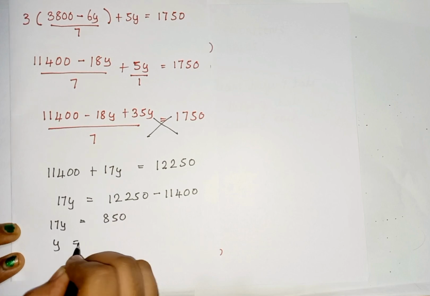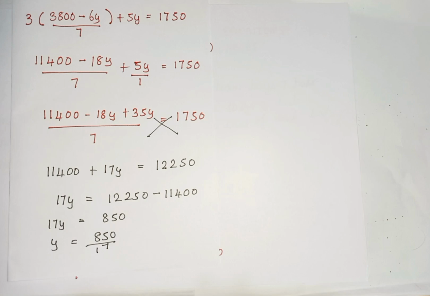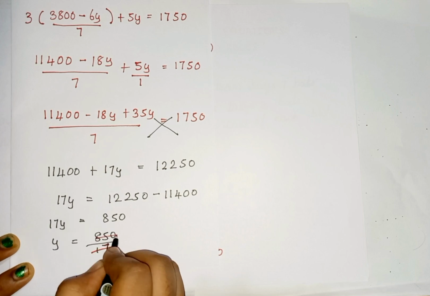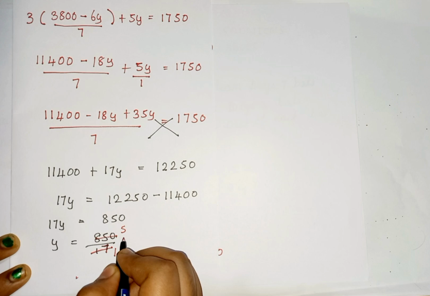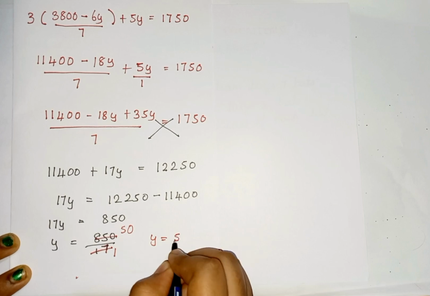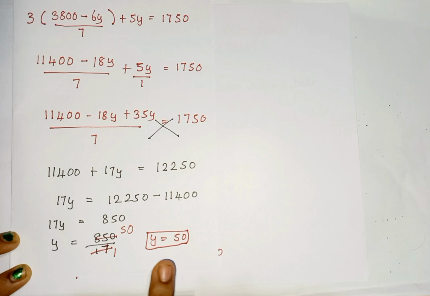So y is equal to 850 divided by 17. We get 850 in the 17 table, isn't it? So once again we can cancel: 1 17 is 17, and 17 5s are 85, and then 0 as it is. So what is the y value? The y value is 50. Okay, so finally we got the y value.